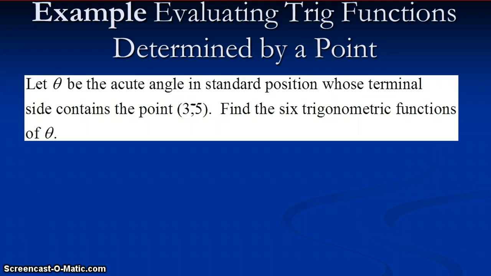As you can see here, this would be an example of Objective 1. We're going to evaluate the trig functions given a point. It says let theta be the acute angle. Remember, acute means between 0 and 90 degrees, in standard position, whose terminal side contains the point (3, -5). The terminal side would be the end part of the angle. We're going to find the six trig functions.